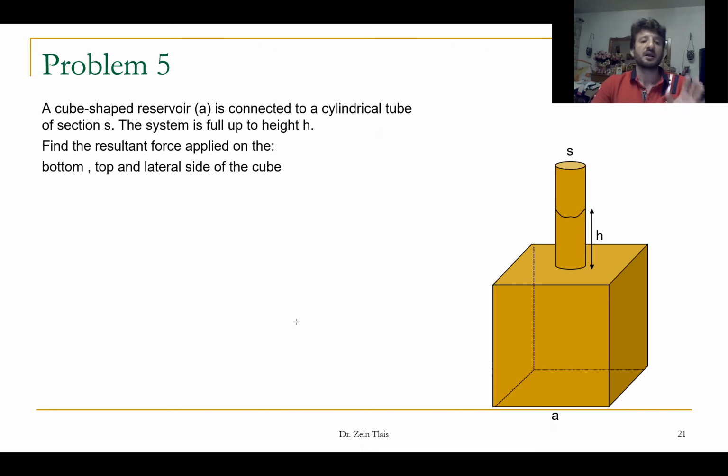Anyway, I want to find the total force applied on the bottom, on the top, and on the lateral side of the cube. So we have to find the total force applied on this side, on the top, and on the lateral side. Let me start with the bottom.